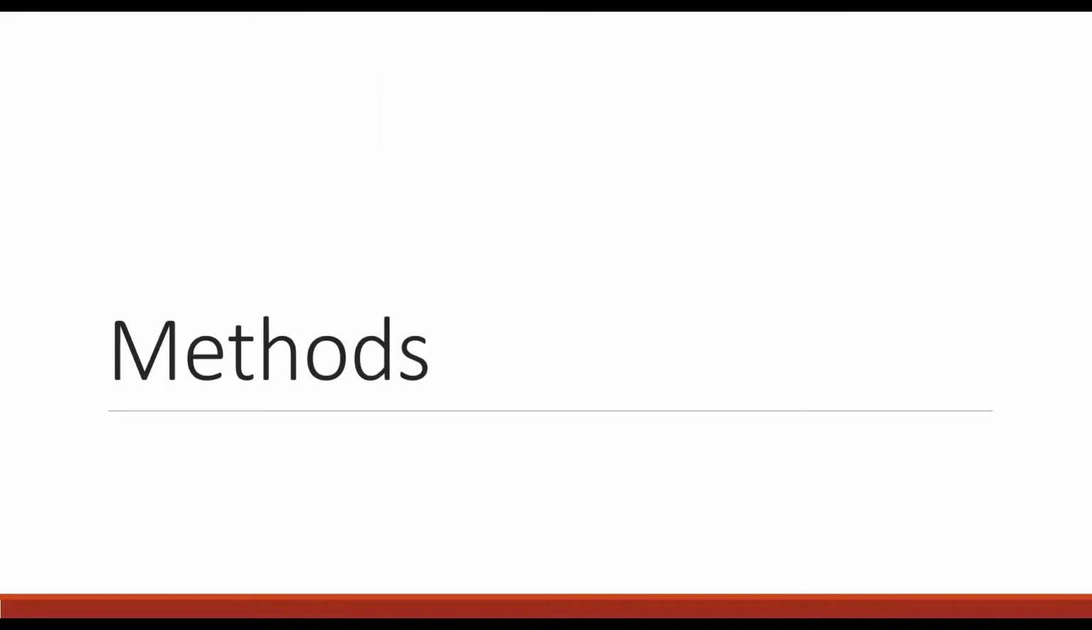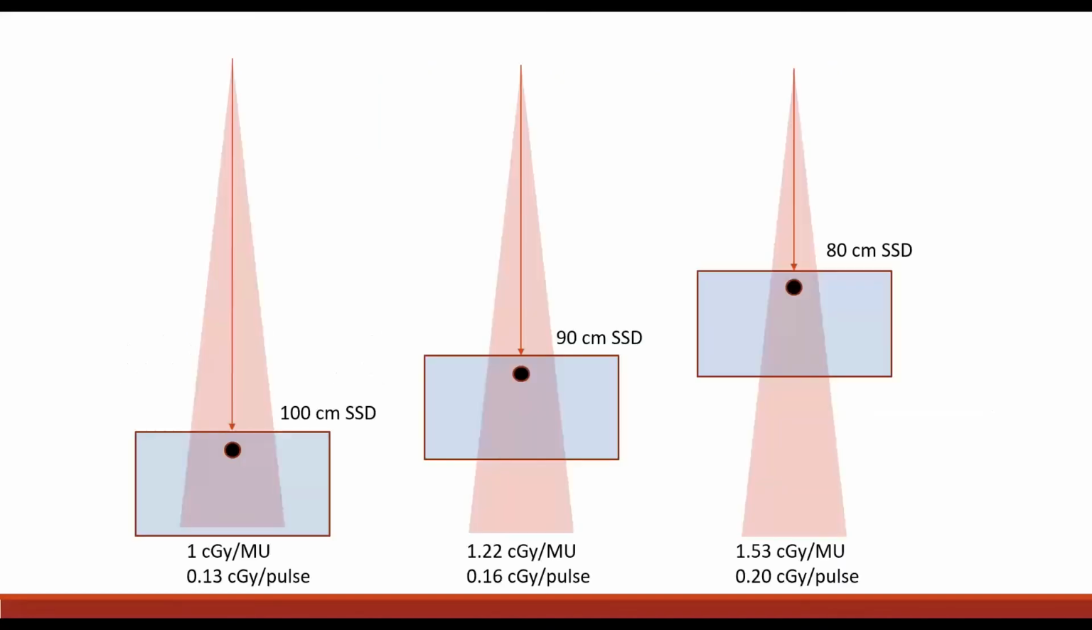And that brings us to our methods. So how do we change the dose per pulse? One way is to decrease the distance between the source and the point of measurement. Our linear accelerator was calibrated to deliver 1 centigray per MU at Dmax for a 10 by 10 field at 100 centimeters source to surface distance, or SSD.